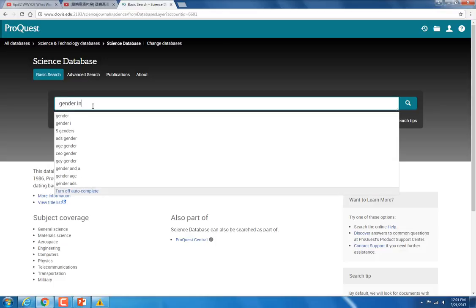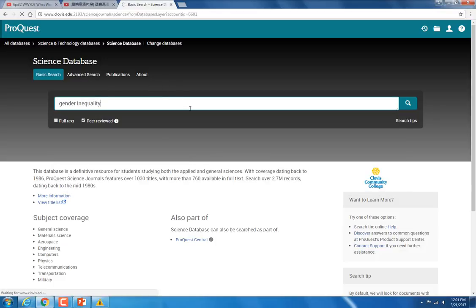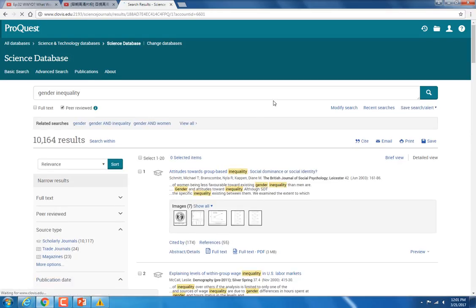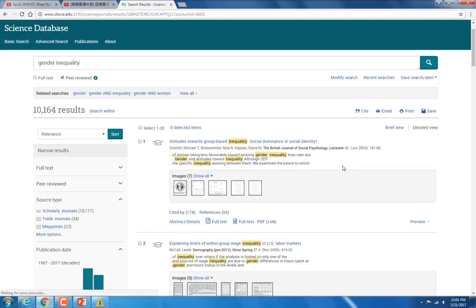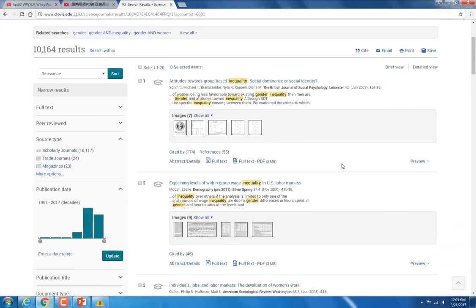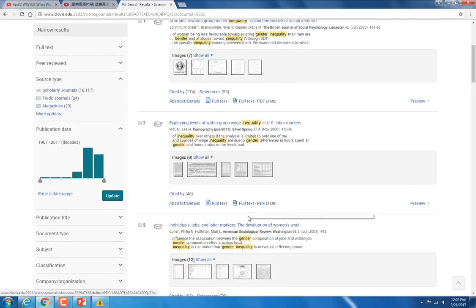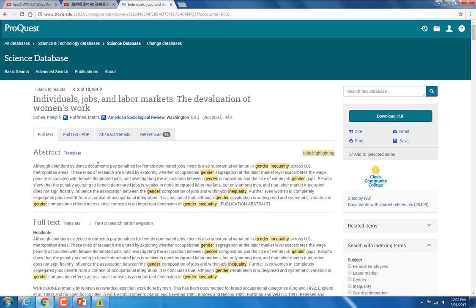Gender and equality. So I can limit it to articles that were recently published, and I can narrow down this search. But what you get here is scholarly sources. And so if I click on that, one way that you can tell it's a scholarly source is it always has an abstract at the beginning.